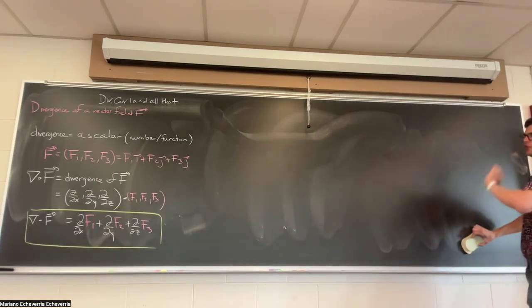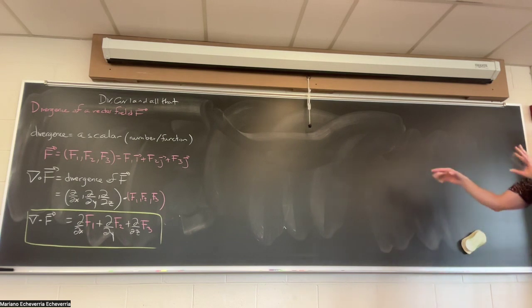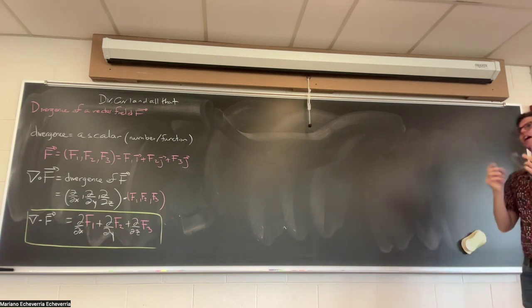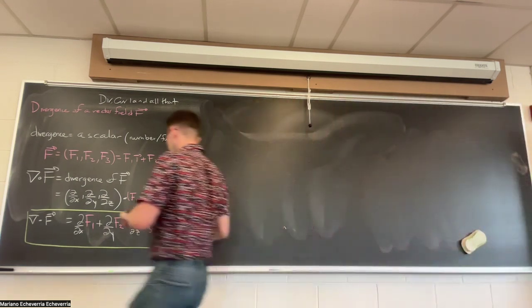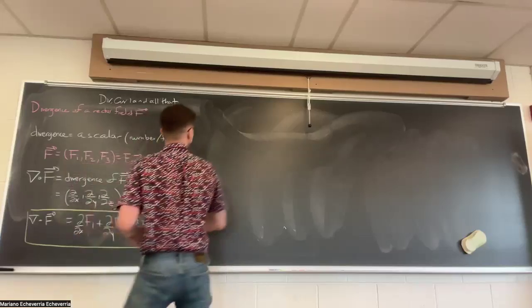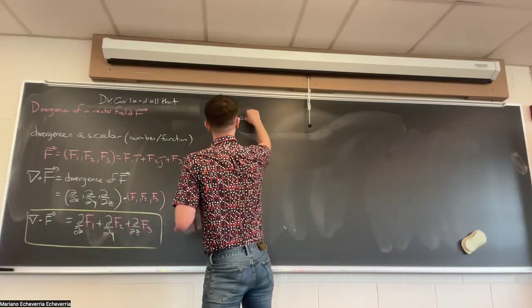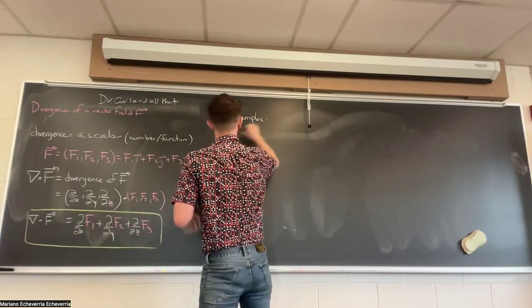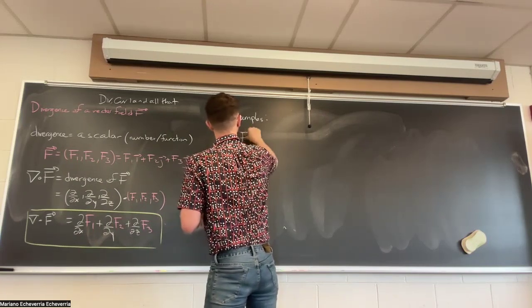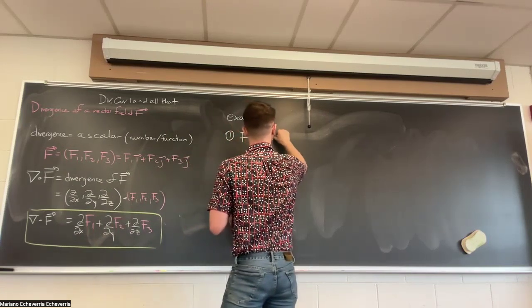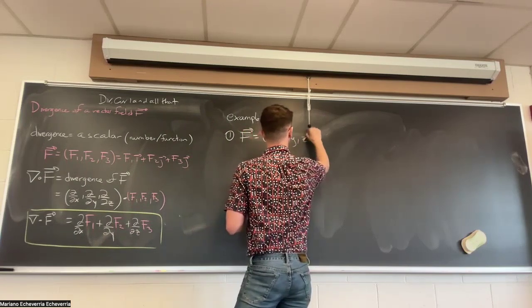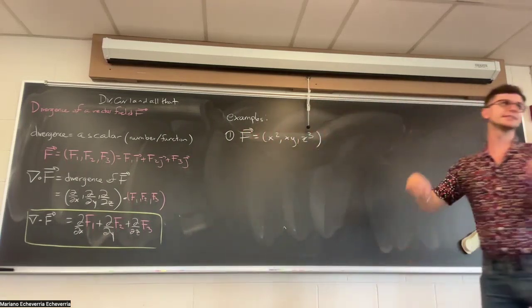Okay, let me do some examples of divergence, and then I'll show you how it looks on the animations, and then I'll tell you what the divergence theorem says. Okay, so here's some examples. They're really easy to find. So let's say that your vector is that.